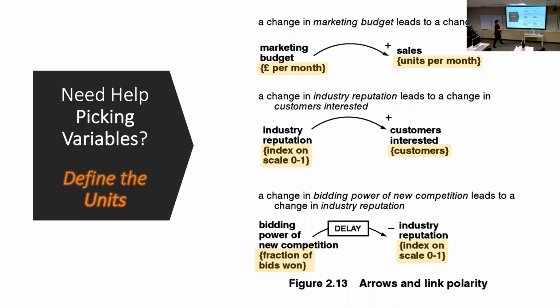Similarly, things like bidding power, that's a weird one, right? So we have to operationalize what it means to have bidding power. What does it mean for a company to have bidding power? Well, that means that they win a lot of their bids. So we look at all the bids that are out there for companies that are bidding, and we look at how many companies win those bids, and the fraction of total bids is the bidding power. So we can imagine a unit for that.